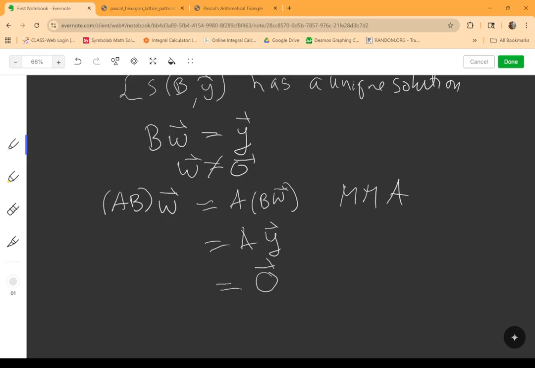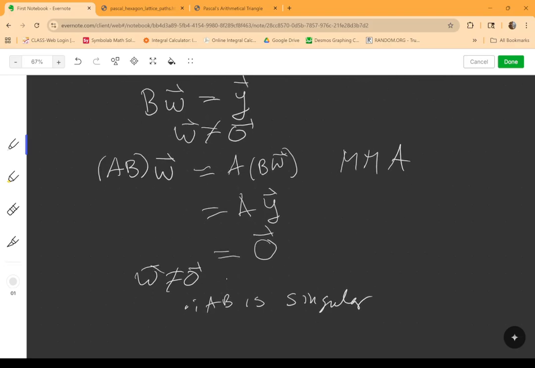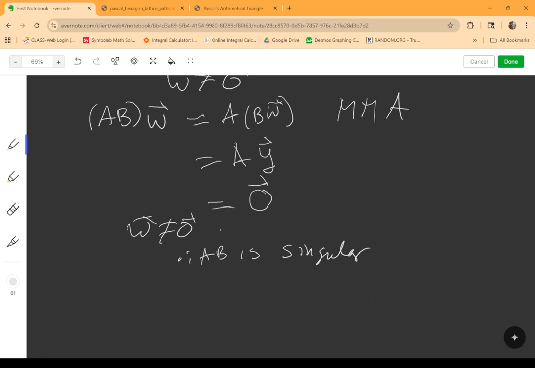Well, what have we shown here? Since W is not the zero vector, that means we have a non-trivial solution for the homogeneous system. So that means that therefore AB is singular. Okay? And that is it. Again, from the definition, that's how we prove it.